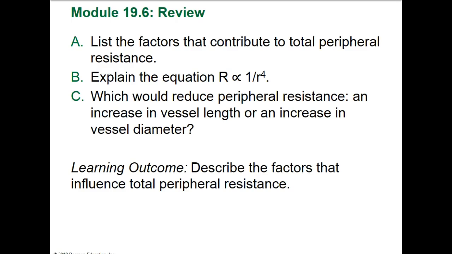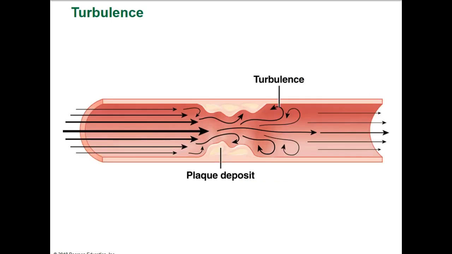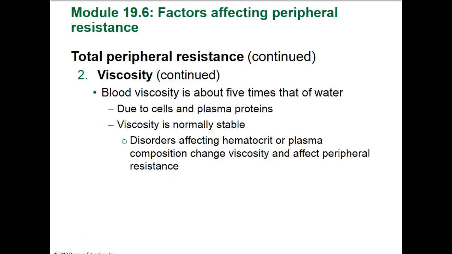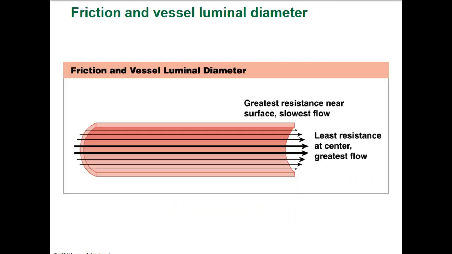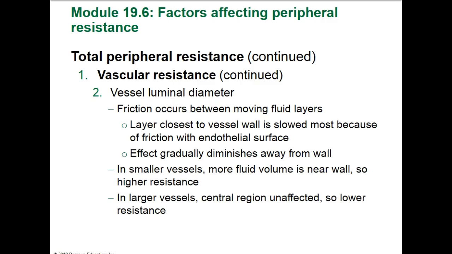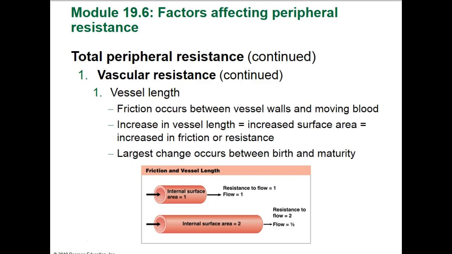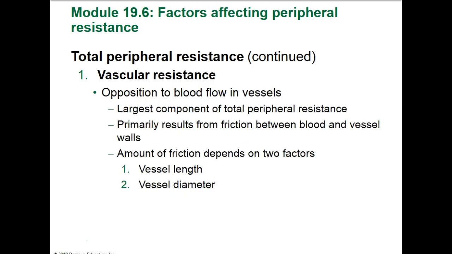Okay, so do you remember those factors we just talked about that contribute to total peripheral resistance? So name some of the ones we were just talking about. Viscosity, turbulence. Go back some. What was number 1? Okay, so we talked about vessel length and diameter, basically.